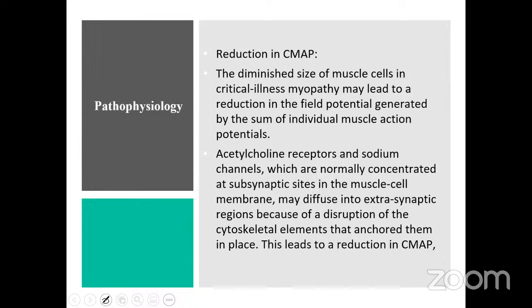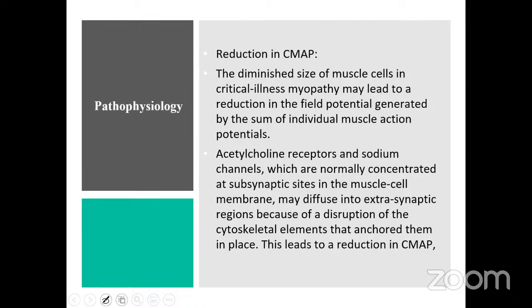The acetylcholine receptors and the sodium channels, which are normally concentrated at subsynaptic sites in the muscle cell membrane, may diffuse into extrasynaptic regions because of a disruption in the cytoskeleton elements that anchored them in place. This leads to a reduction in CMAP. So that's a mechanism of reduction in CMAP, which is because of acetylcholine receptors and sodium channels.